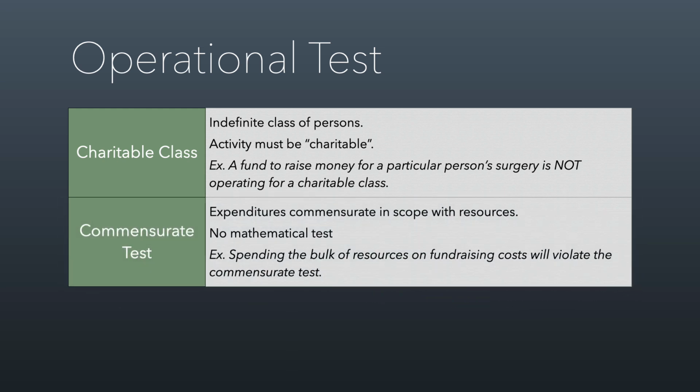Another test is what's called the commensurate test, and the tax code describes this as the idea that your expenditures have to be commensurate in scope with your resources. What this is really saying is that you can't be spending a whole bunch of your money on non-charitable stuff, but there's no mathematical test here. The IRS rarely uses this test, and so this is sort of like something to hang over the head of charities that are being really abusive in spending their money on non-charitable things, but the IRS doesn't use this a lot in enforcement actions, and so just know that this exists. But if you're operating a charitable program, you're going to be fine.